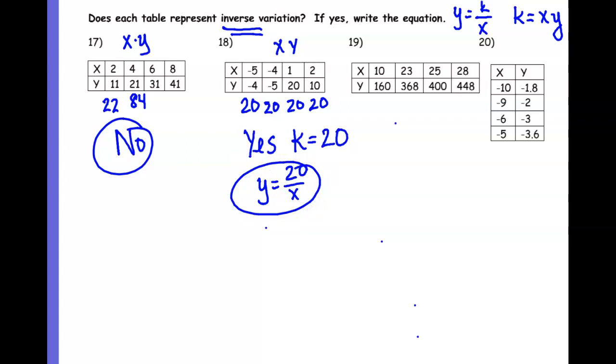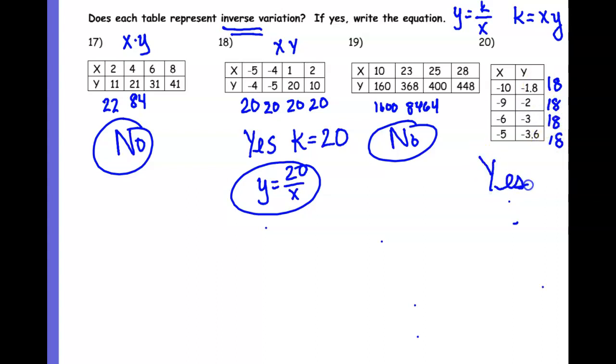Okay, so now in this one, when I start multiplying, I've got 1,600, then I've got 8,464. So as soon as I do that, I know it's going to be a no. And then number 20, I multiply them together. I've got 18, 18, 18, 18. So they're all the same, so I know it is going to be an inverse variation. In this case, our k is equal to 18. So I can write this as y is equal to 18 divided by x.